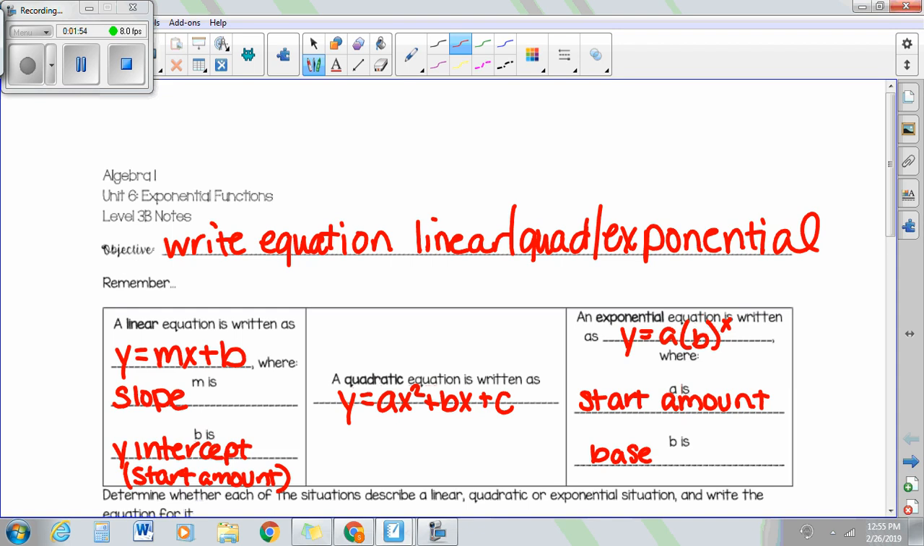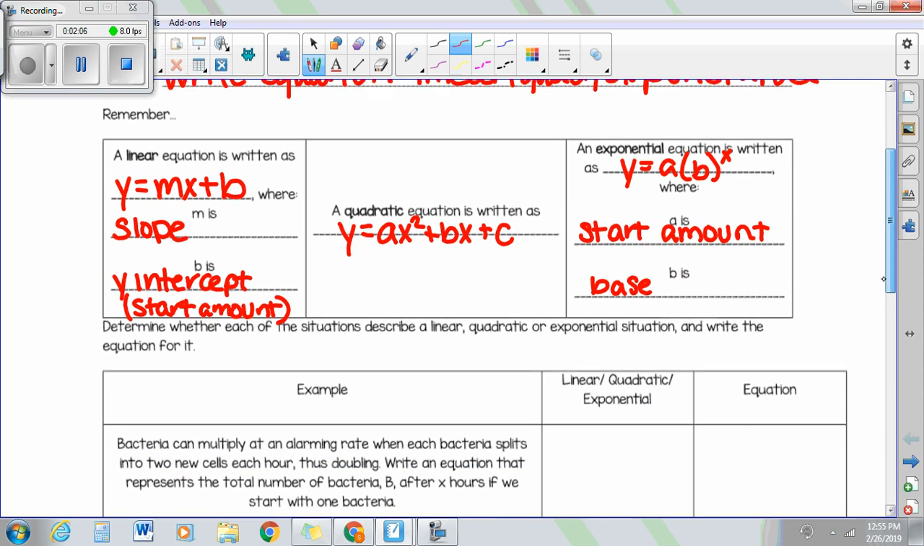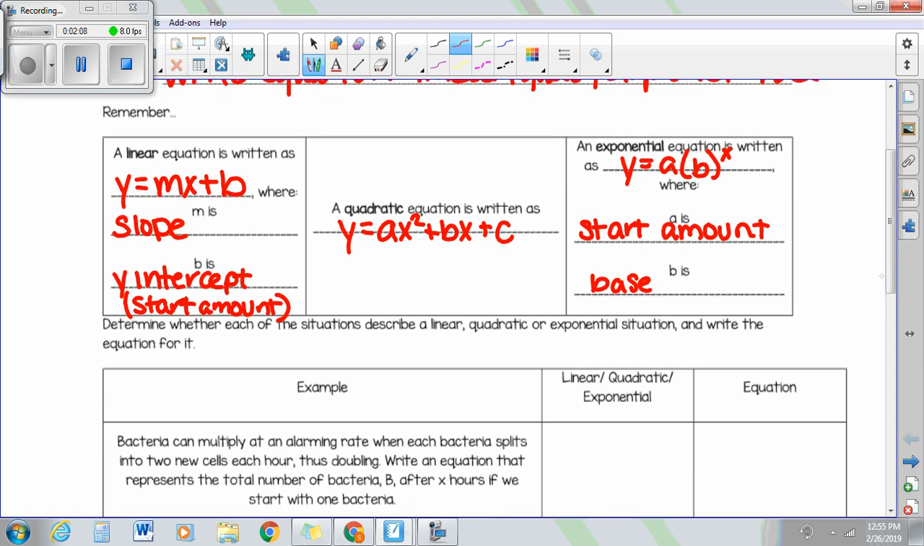So for all of these problems, we're going to figure out whether it's linear, quadratic, or exponential. But like I said, we're going to focus on linear and exponential because we don't generally have to write quadratic functions. And then we're going to write the equation for it. So the first one: bacteria can multiply at an alarming rate when each bacteria splits into two new cells each hour, thus doubling. Write an equation that represents the total number of bacteria, B, after X hours if we start with one bacteria. So this gives us a lot of information.